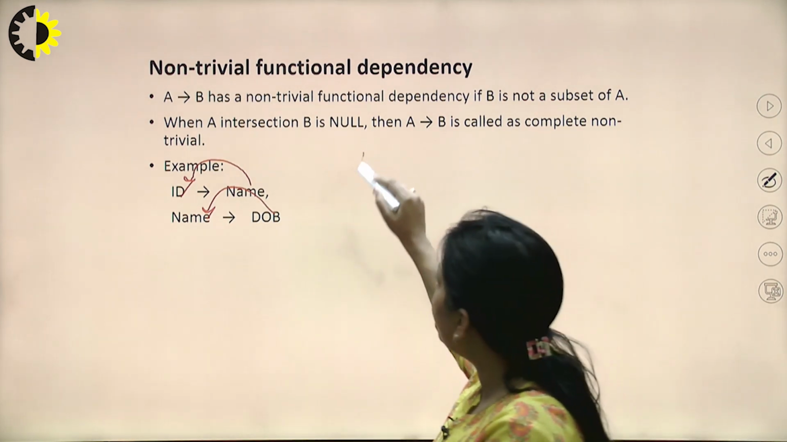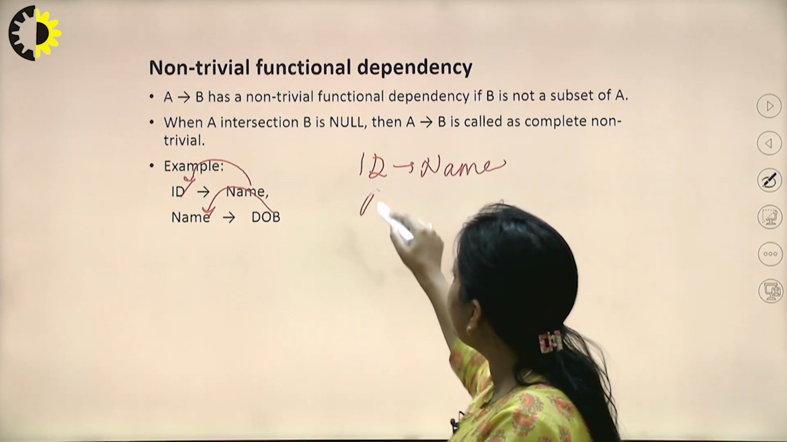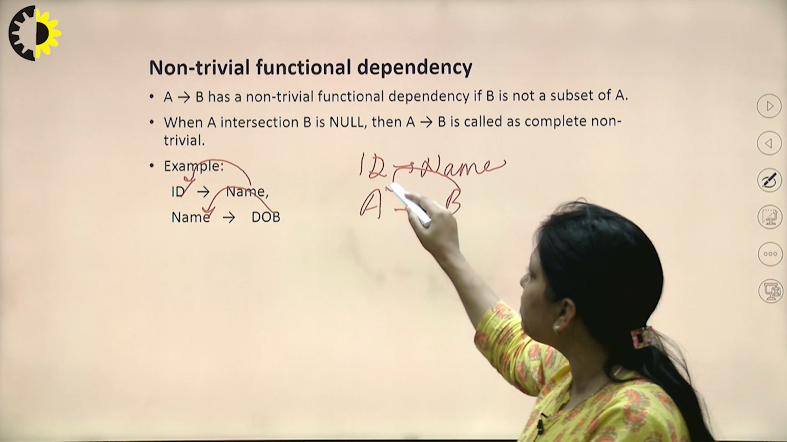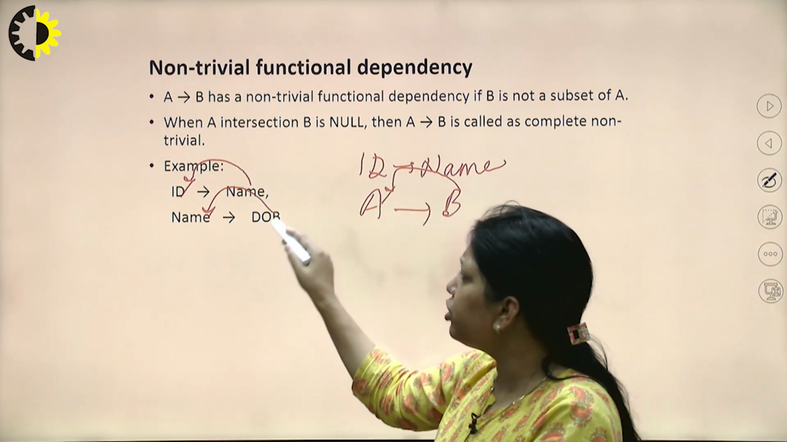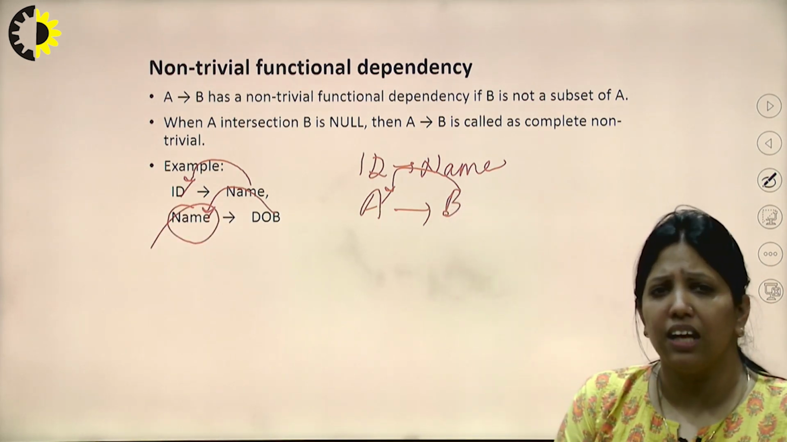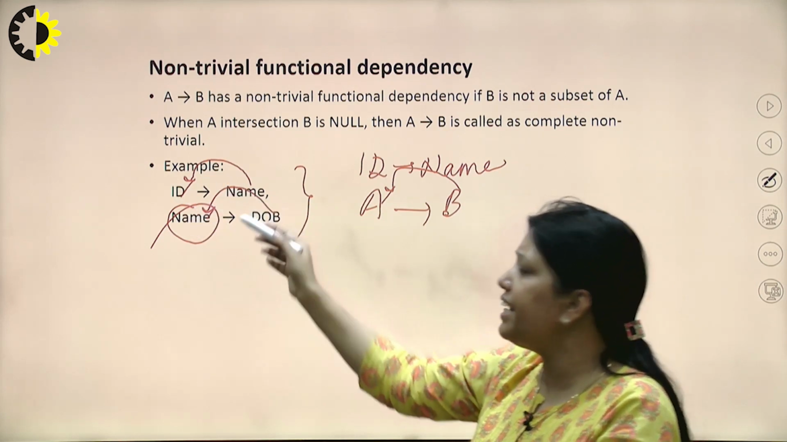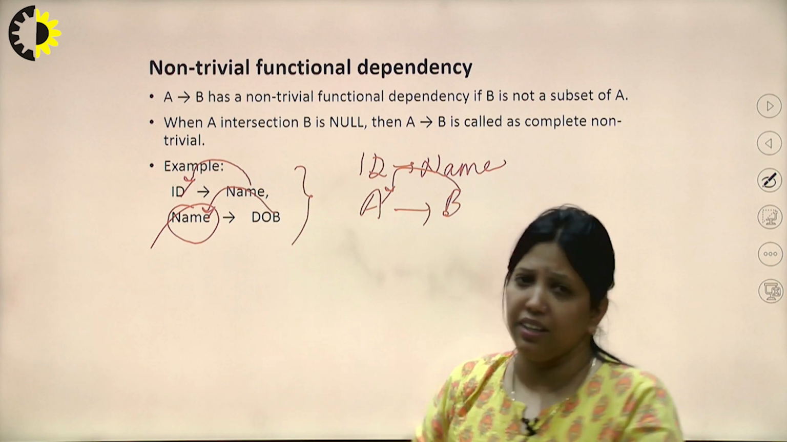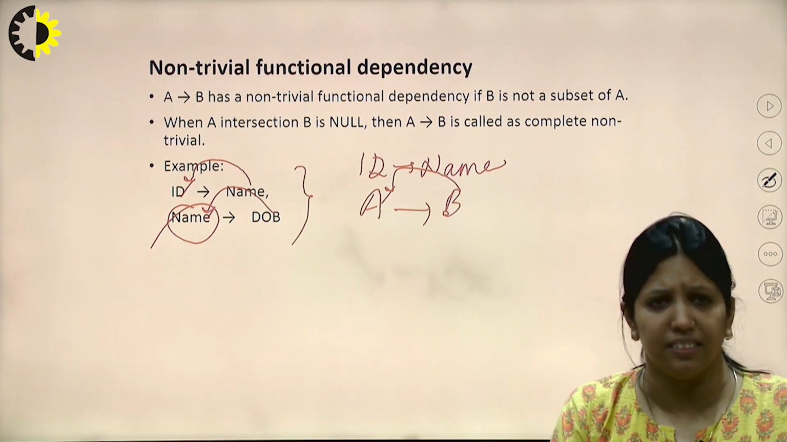Here, if ID tends to name, if this implies A and this implies B, and here B is not a subset of A, then that is non-trivial. And in this case also date of birth is not a subset of this A, so again this is non-trivial. And if we take the intersection of A and B, that is ID and name, we will get null because there is nothing common in this A and B. Then this is called the complete non-trivial functional dependency.